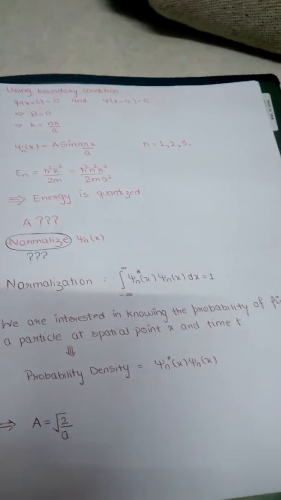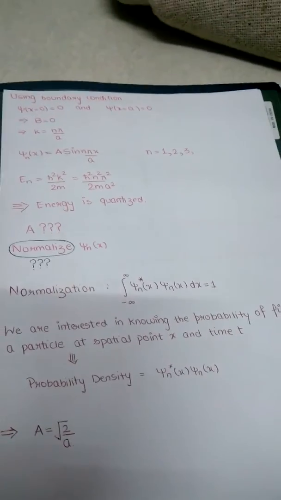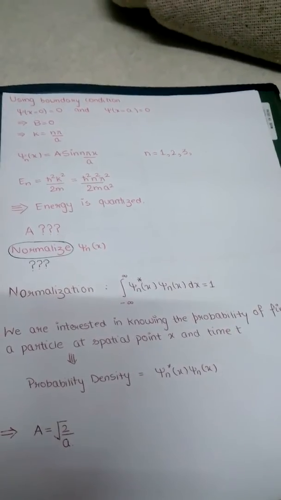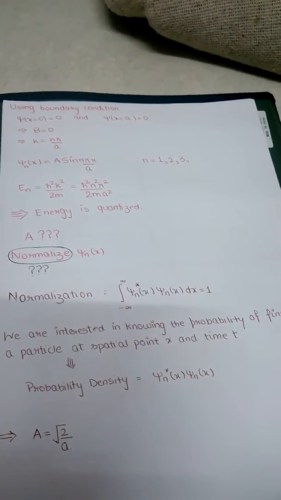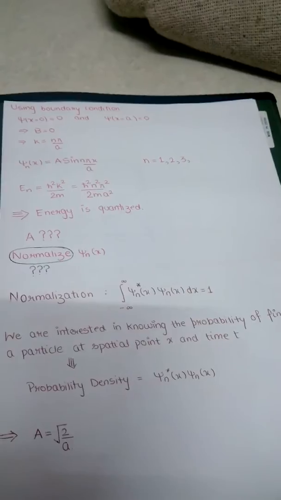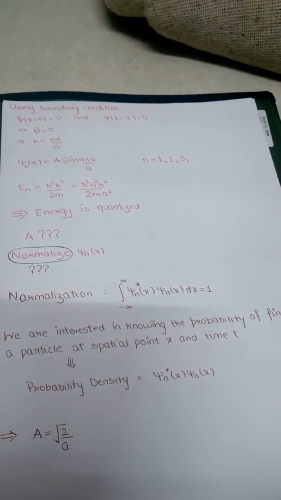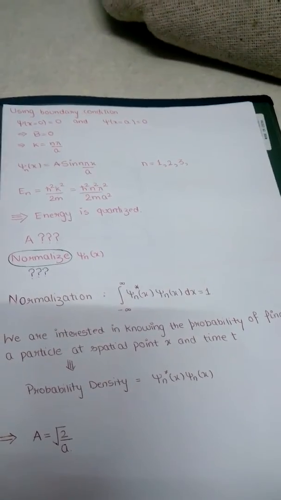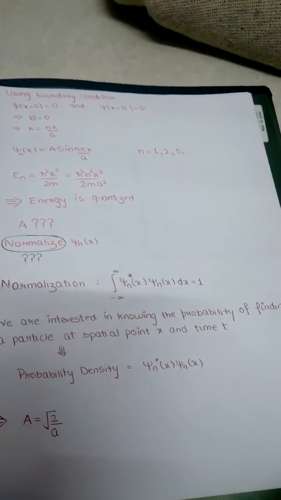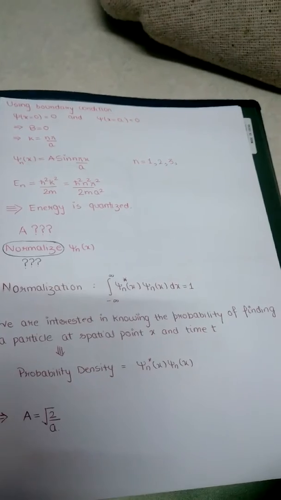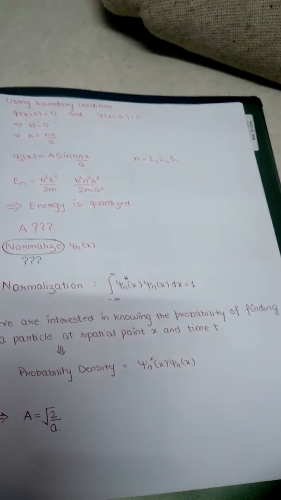So we need to normalize our wave function so that the probability of finding the particle in a particular width or in a particular range is finite. It should not exceed 1, which imparts meaningless definition to probability. So we need to normalize the wave function to render definition for probability.